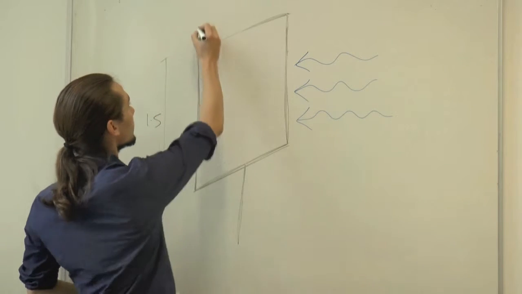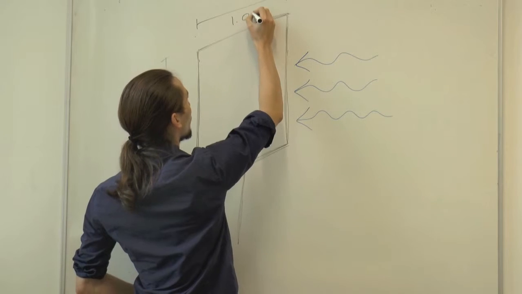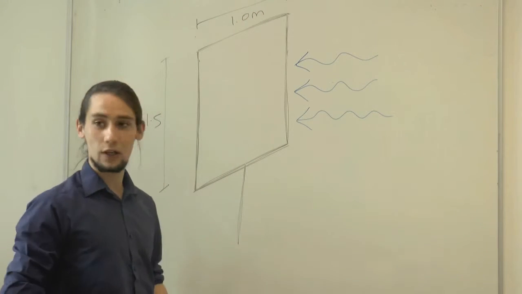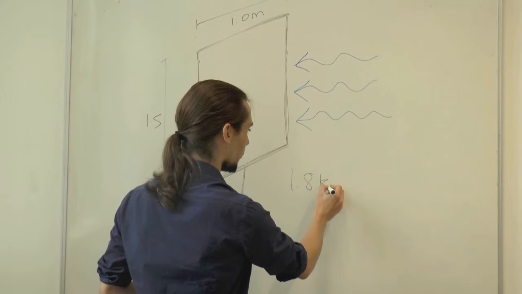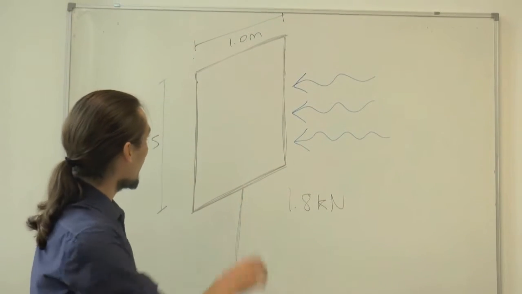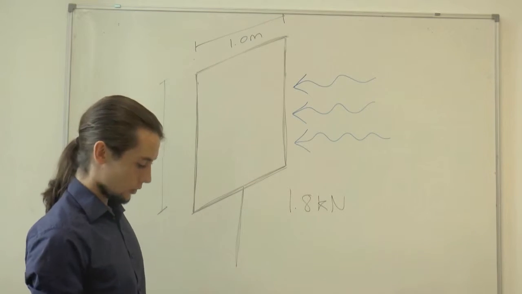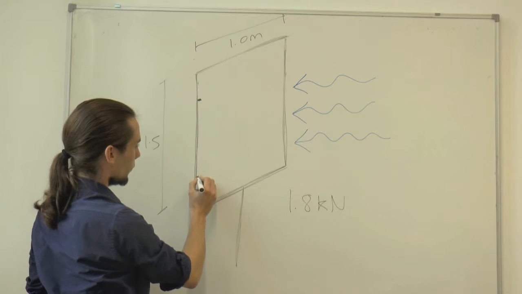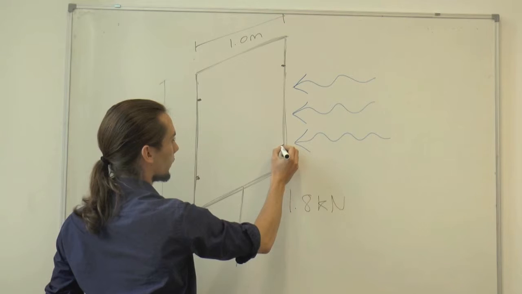And if we put some dimensions on this sign, we can say maybe it's 1.5 meters high, and maybe 1 meter wide. So in total, that's going to give us 1.8 kilonewtons of force that we need to resist. And this force is going to be transferred onto the vertical members via these 4 little connections on the sides of the sign.